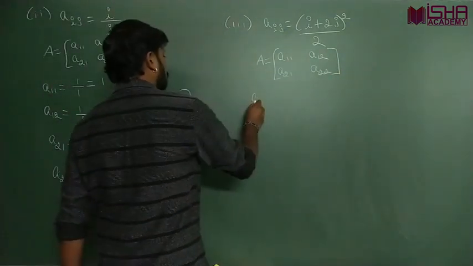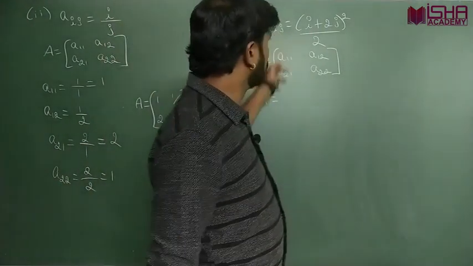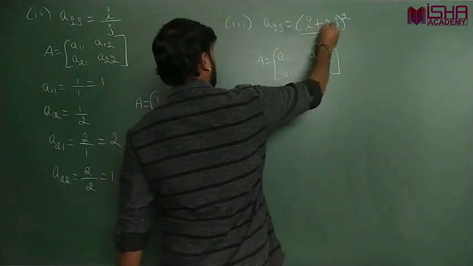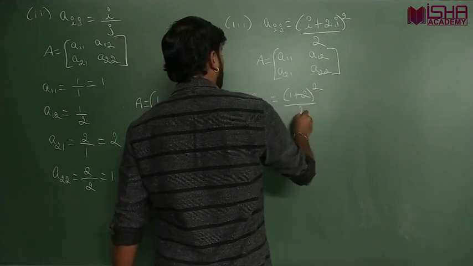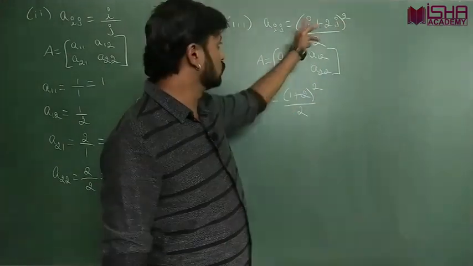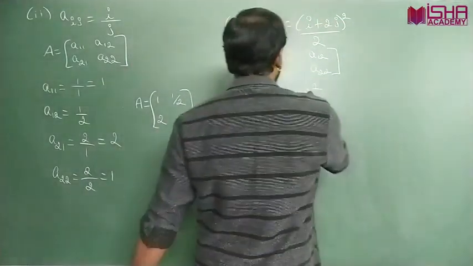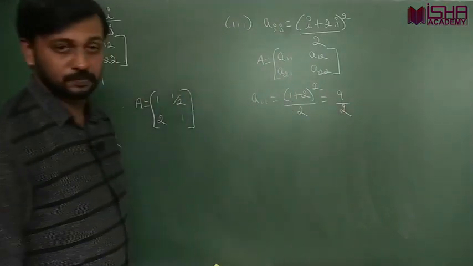So now, A11. So put i equals 1 and j equals 1 in the definition. So what happens, look: 1 plus 2 into 1, that is 2, whole square by 2. So 1 plus 2 into 1 that is 3, whole square divided by 2. So 3 square, 9 by 2.